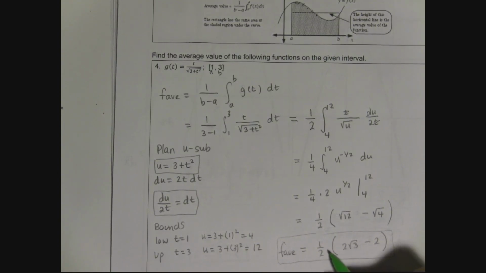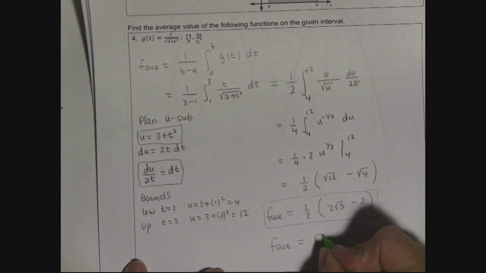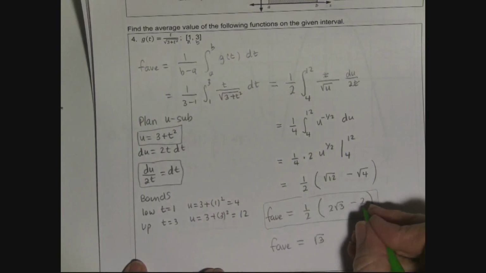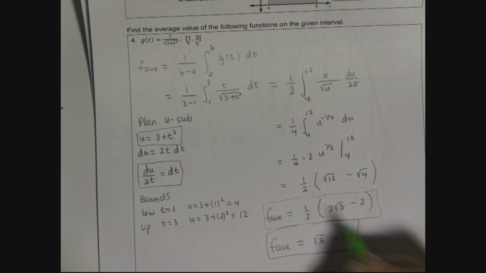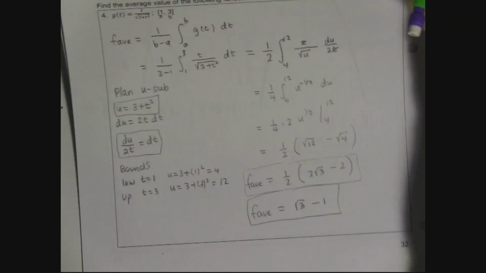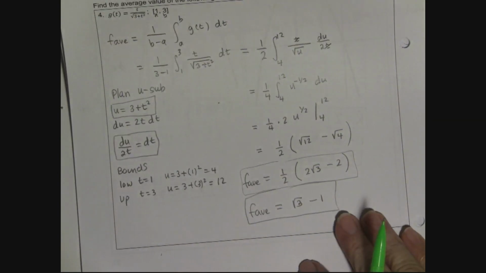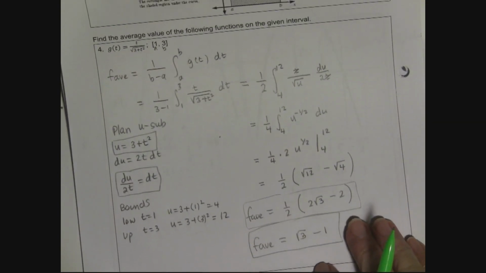And it is kind of nice if I multiply it together, because 1/2 times 2 is 1. So that's 1 square root of 3. And 1/2 times 2 is 1, so minus 1. Sometimes it really doesn't matter, but I think that on that one it looks a little bit better.